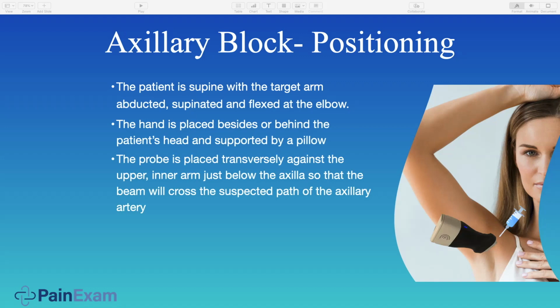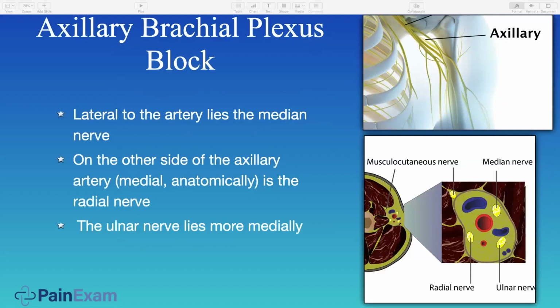So you want to just place the probe and get a cross section of the artery when you're doing this, and the needle's coming from above. The artery can be identified by pulsations and the resistance it has to collapsing. So once again, here's a picture of the axillary brachial plexus. The musculocutaneous nerve is in a separate compartment that needs to be blocked.